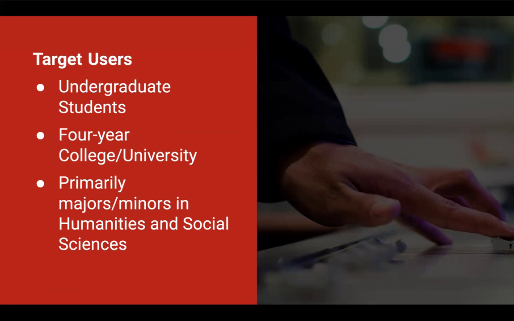JSTOR is a periodical and ebook database that provides materials primarily in fields related to the humanities and social sciences, and they support research in those fields through a large body of full text journal articles and ebooks. They also have large collections of images and primary sources.